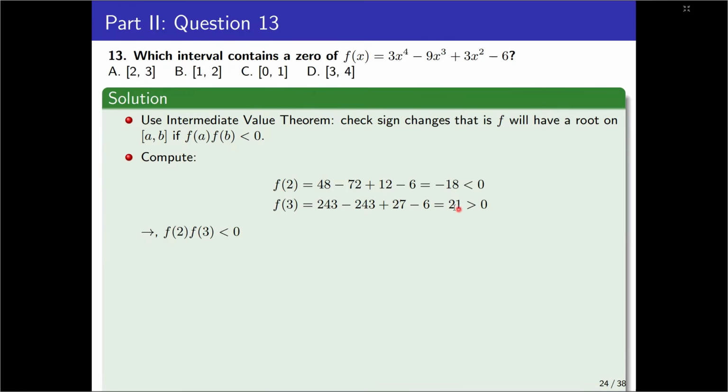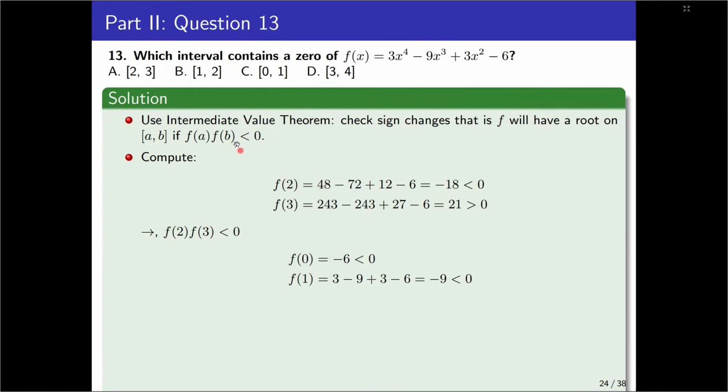As we clearly observe here, the sign of f(2) is negative and f(3) is positive, so their product is negative. Therefore, it satisfies the intermediate value theorem. So the function will have a 0 between 2 and 3.